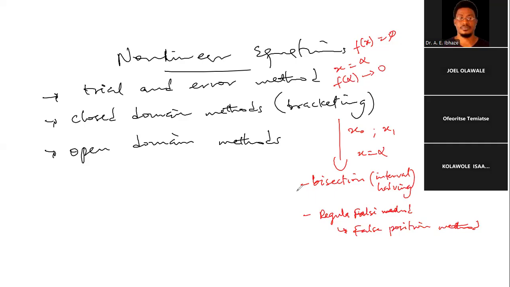So bracketing methods are pretty good. They are robust in that they are guaranteed to obtain a solution since the root is trapped within that closed interval. But the challenge is they can be slow to converge.